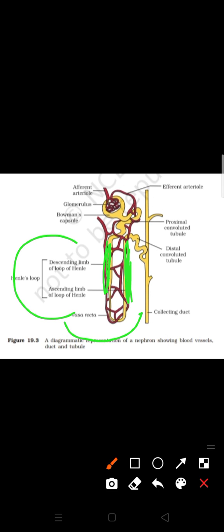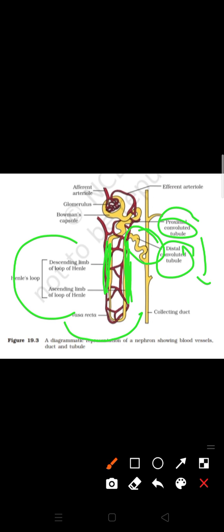They are generally helpful in the absorption of the electrolyte NaCl, as the ascending limb is absolutely impermeable to water but permeable to electrolytes. So we can understand that this is especially for electrolytes. Now come to the next point, the distal convoluted tubule. We are here, children. The distal convoluted tubule is also lined by cuboidal epithelium with few microvilli. The PCT had many microvilli, but here few microvilli are present.